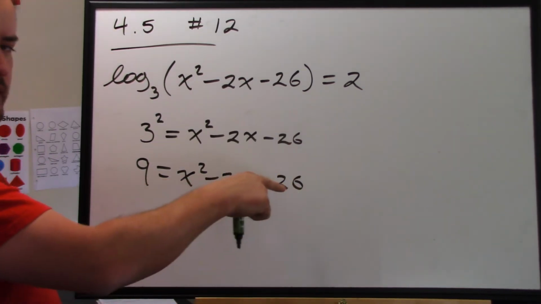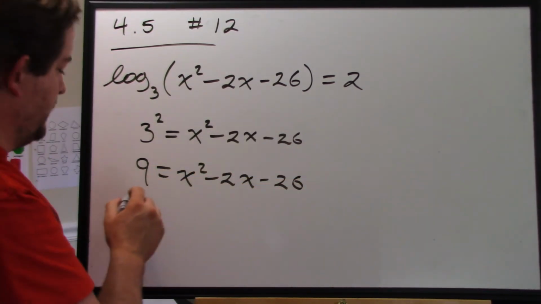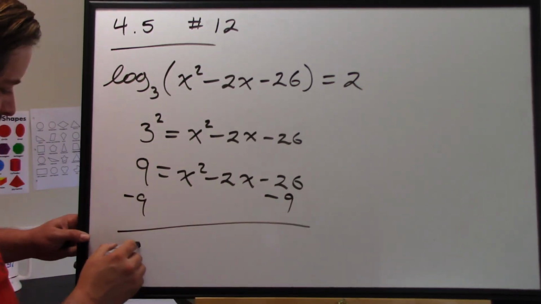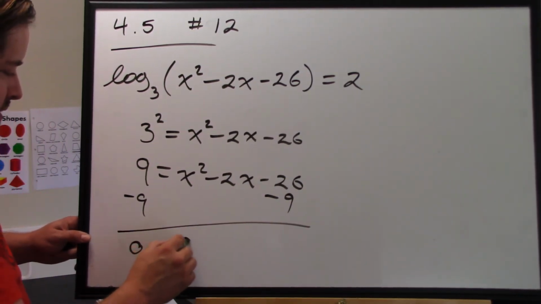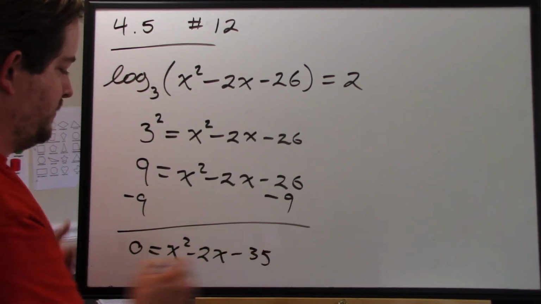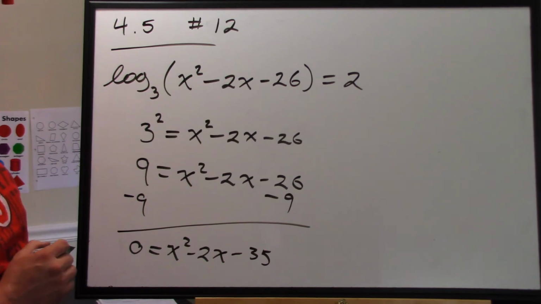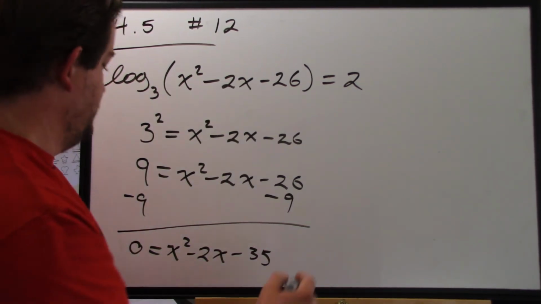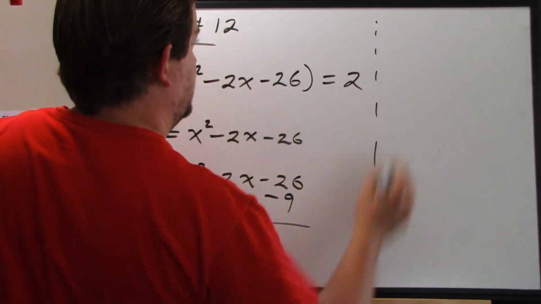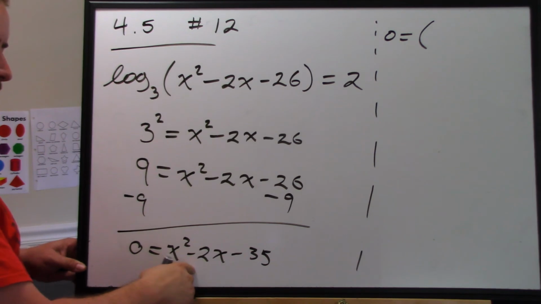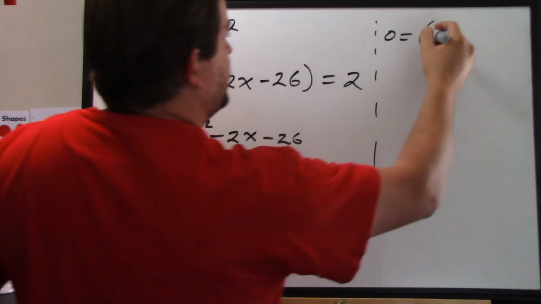And then I have a quadratic, so I'm going to grab my 9 and pull it to the other side, so minus 9 from both sides. And this is going to give me 0 equals x squared minus 2x minus 35. Okay. So I have this. I can factor the right-hand side. This becomes still 0 equals. This factors to x minus 7 and x plus 5.